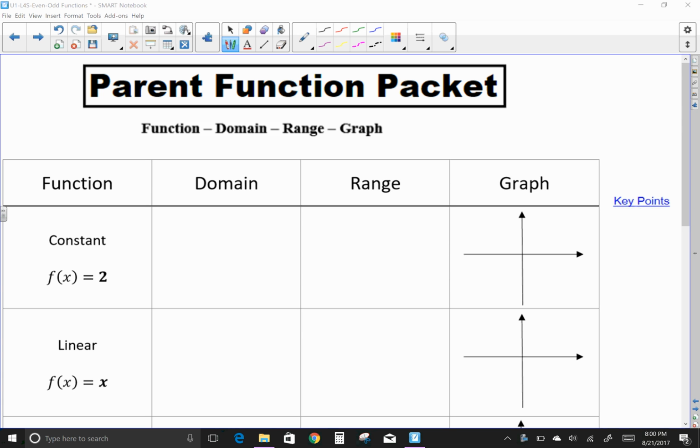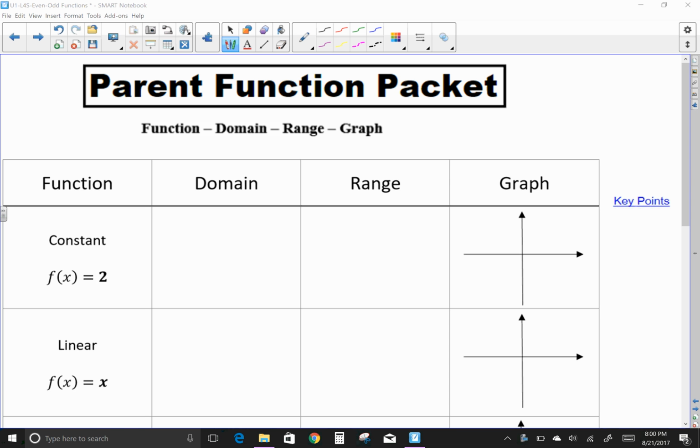Okay, today's lesson is a summary of Unit 1, Lesson 3, where you plugged and chugged a lot of points and then plotted those points. And so what this parent function packet is designed to do is basically help you summarize that information and get you familiar with, or hopefully our goal throughout the year is also to help you be able to see an equation and recognize its graph.